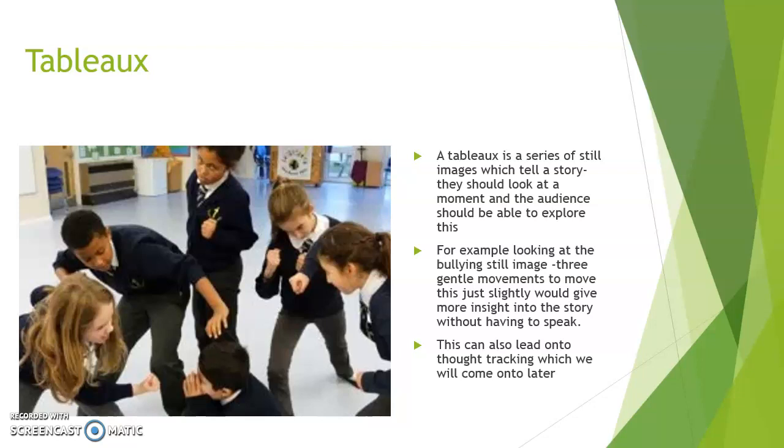So you've got students up there with their fists clenched, and someone on the floor there showing maybe they're a lower status character. If they moved ever so slightly, so not massive movements, just gentle movements slightly, it would give you a real insight into the story. Maybe it will give you an insight into who the leader of that was and what had happened to cause this situation. This could also lead to thought tracking, which we're going to come on to next week.